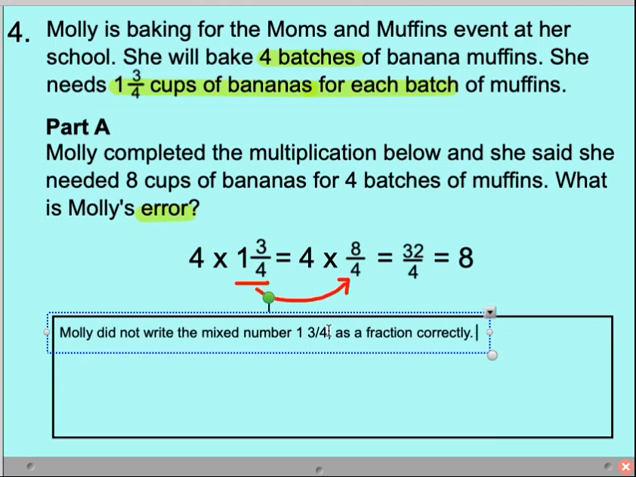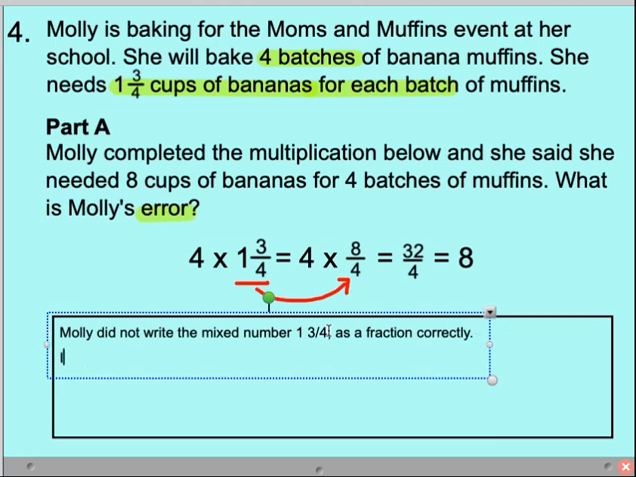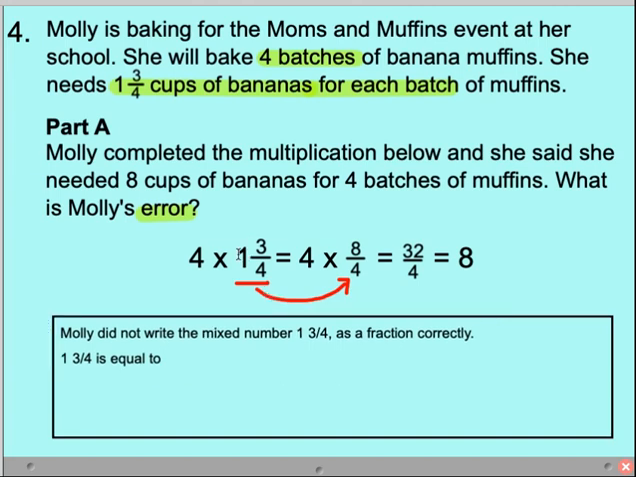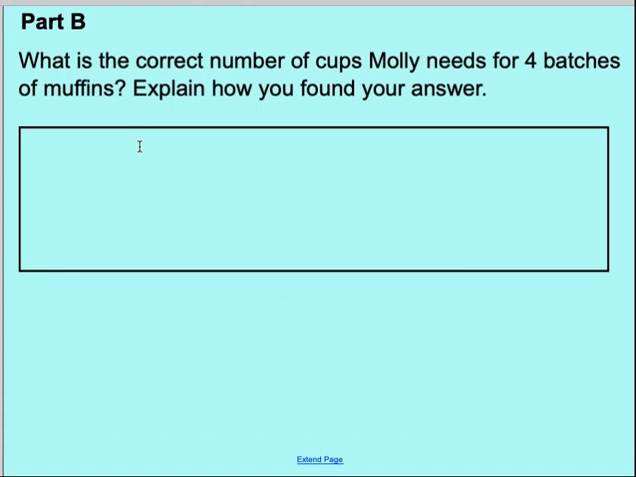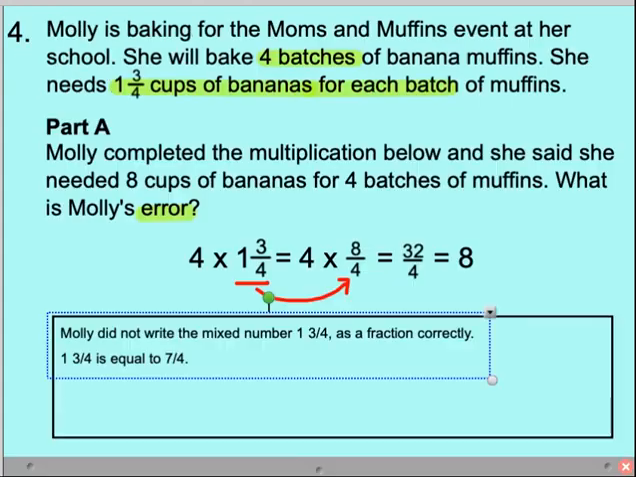And then maybe we could even state what 1 3/4 would be. So 1 3/4 is equal to, all right, so 1 whole would be 4/4, and 3/4 would be added onto the 4/4. So 4/4 plus 3/4 equals 7/4. So we would write 7/4. All right. Let's check out what part B is asking us to do. What are the correct number of cups Molly needs for 4 batches of muffins? Explain how you found your answer. Okay, perfect. We were actually already on our way to this.